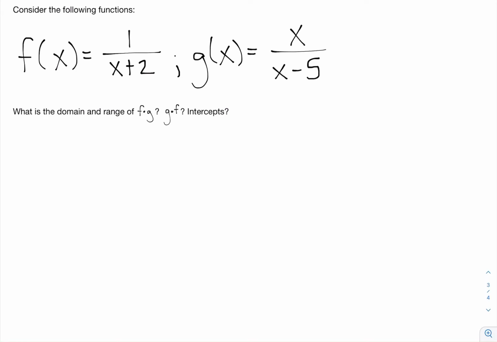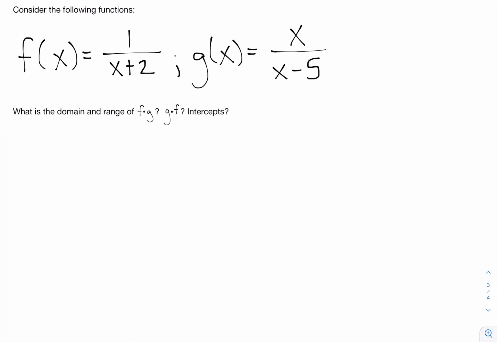Let's consider the composite functions f(x) = 1/(x+2) and g(x) = x/(x-5). So in this question, we're going to determine the domain and the range of f∘g as well as g∘f, and compute the intercepts, so the y-intercepts and the x-intercepts.